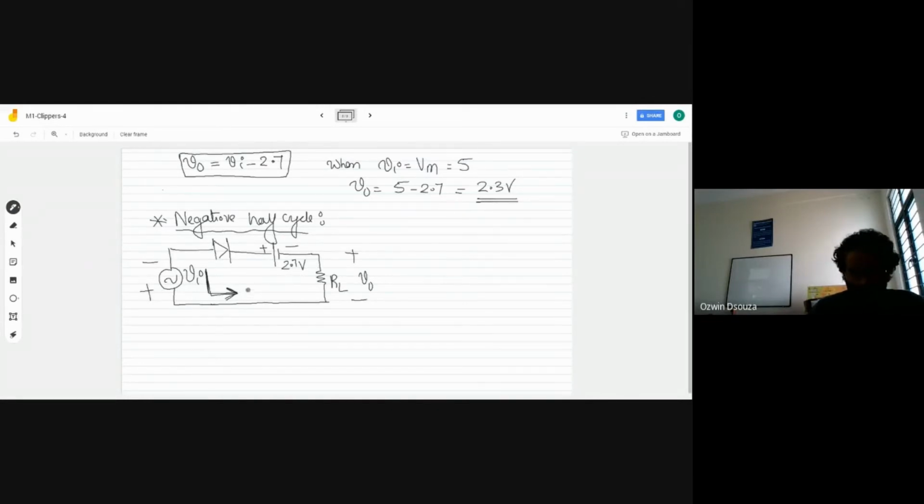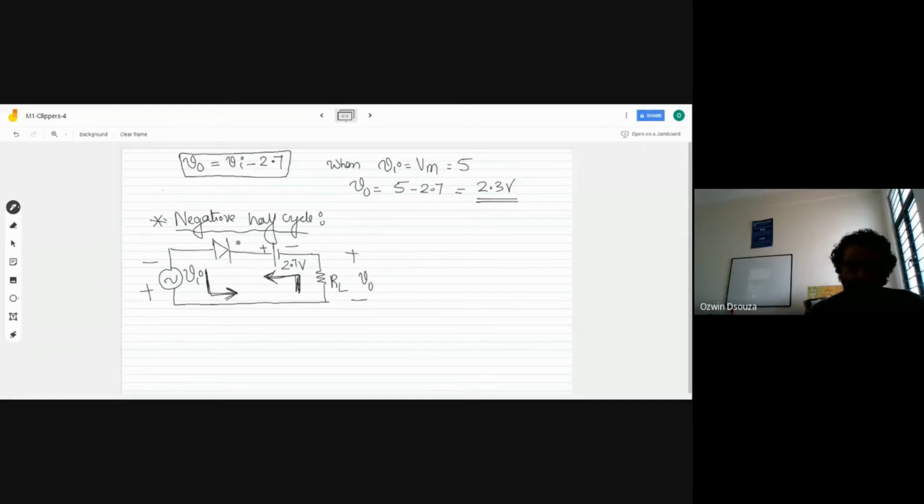And your battery, 2.7 volts, is also trying to circulate the current in the anti-clockwise direction. So if you observe the current directions of input as well as 2.7 volt cell, you would see that both sources are helping each other in circulating the current in anti-clockwise direction.